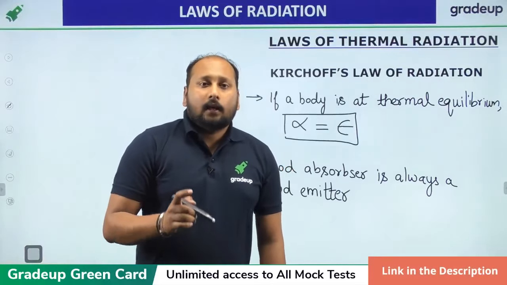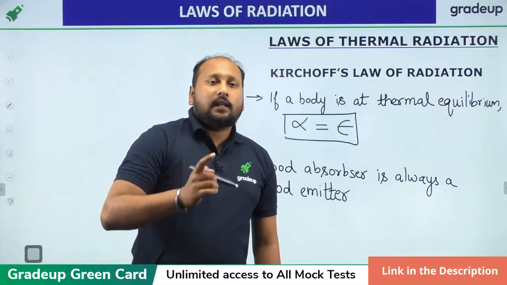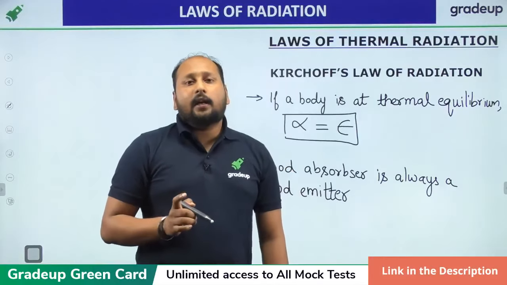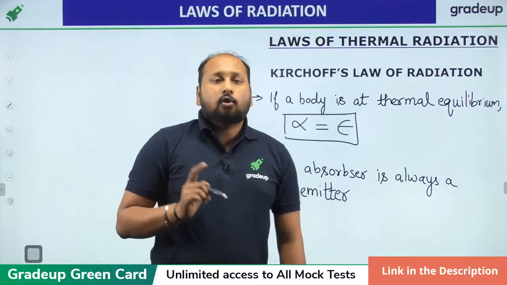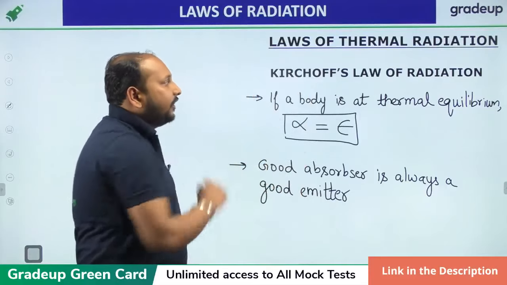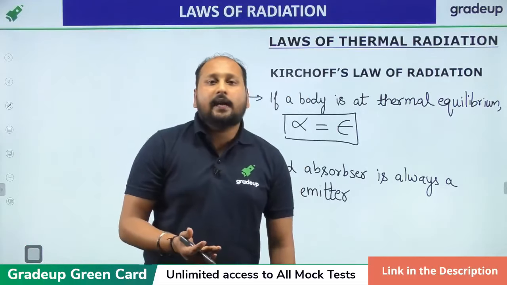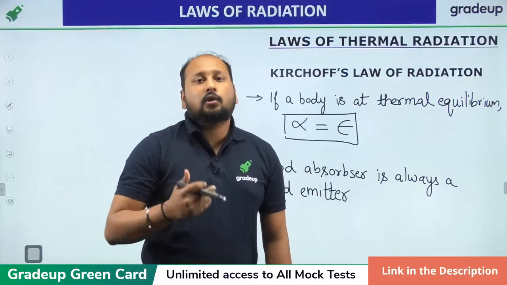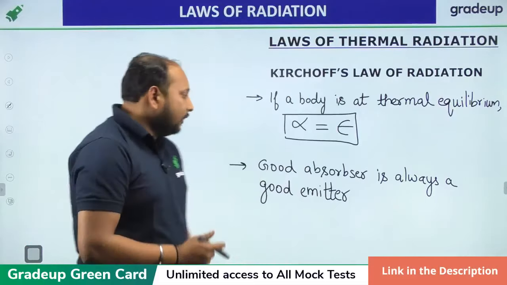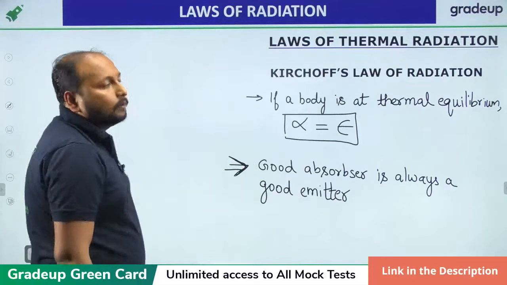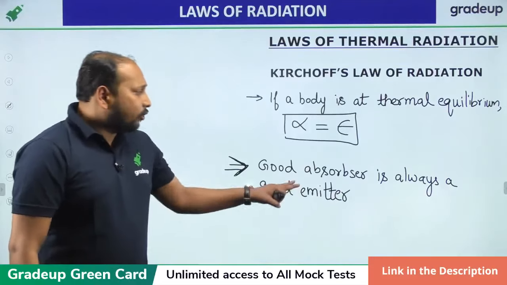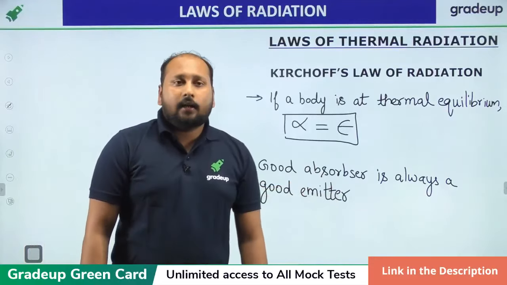So that is why black body, you remember yesterday's lecture, I have told you it is a perfect absorber, and also it is an ideal emitter. So by this law of radiation, we can justify that statement that a perfect absorber is also a very good emitter. Clear? So that is a very important concept. If I talk from the black body point of view, a good absorber is always a good emitter.